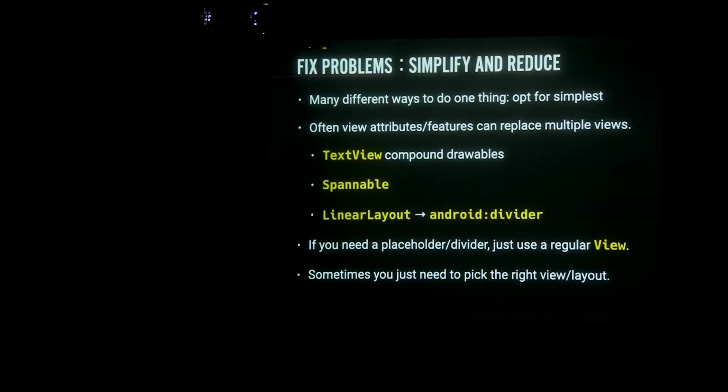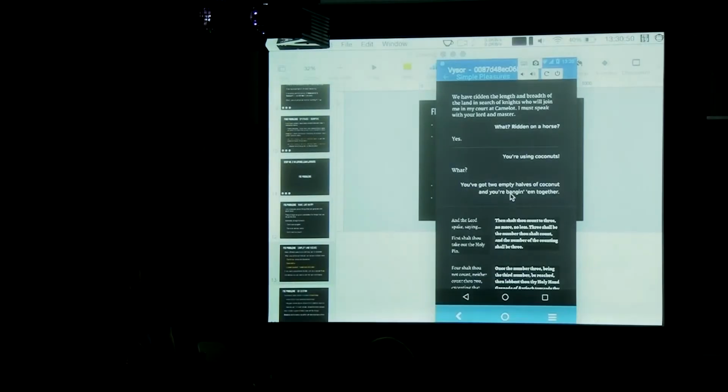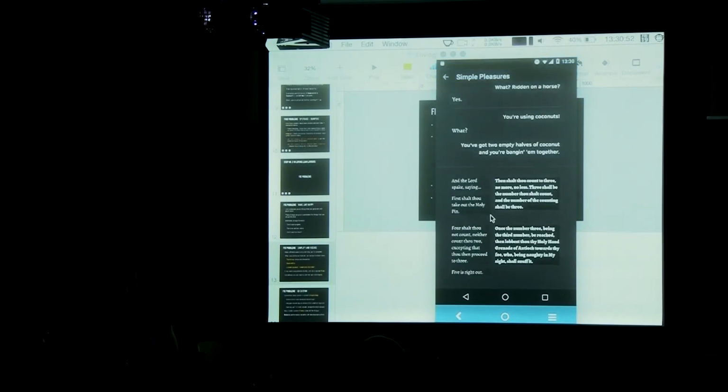And again, just to reiterate, if you're trying to just do things like dividers and placeholders, don't be afraid of just putting a regular view in there and styling it. And sometimes it's all about just picking the right view or layout. So if you can see down here, I have 3 views. It's a little hard to read, but basically I have 3 text views. And say that I wanted to have 2 of them aligned vertically, and then the 2 together is a group aligned horizontally with another text view.